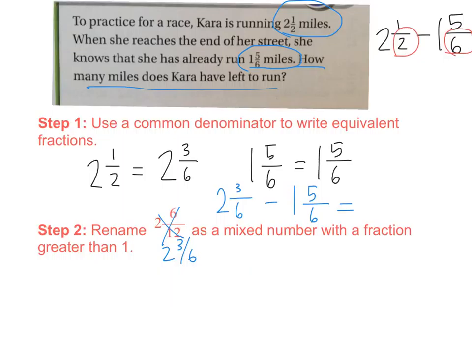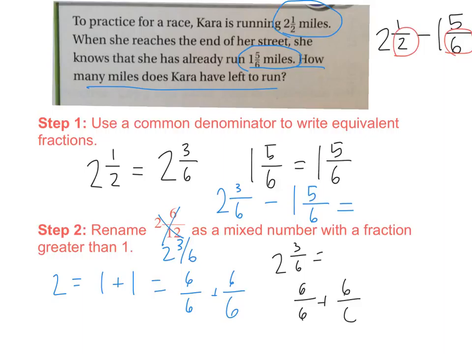How can I rename 2 3/6 as a mixed number? Well, I can think that 2 is equal to 1 plus 1, right? And each one is how many sixths? 6. Yeah, so it is equal to 6/6 plus 6/6. So I can think to myself that 2 3/6 is the same as 6/6 plus 6/6, plus what? 3/6. So how many sixths is that all together? If I have 6 and I add another 6 and I add 3, how many sixths is that all together?